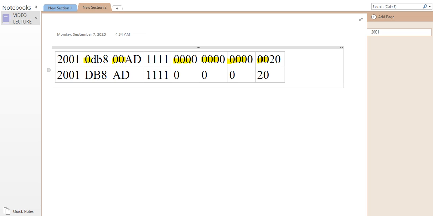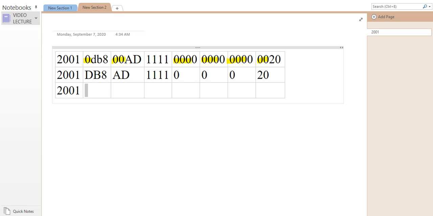So I can use what we call zero compression. Wherever I have consecutive zeros, I have to get rid of all those zeros and represent them with a double colon. Remember, I have a colon between these things here: 2001 colon 0DB8 colon 00AD colon 1111 colon. There's a colon between them, but I'm using this, so I don't need the colons there right now. So I can further reduce this address using zero compression.